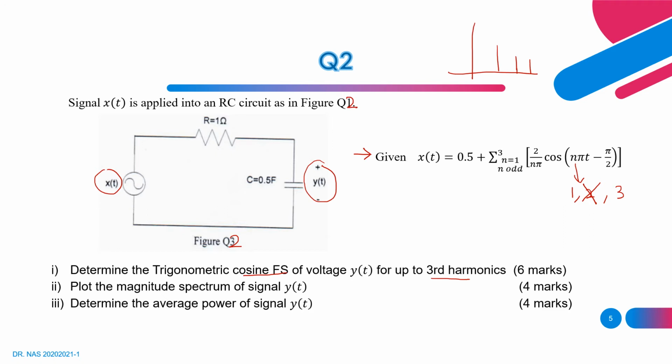Second, you need to plot the magnitude spectrum. Magnitude here means you need to have both the amplitude and also the phase. That's why the marks is 4 marks. So you need to produce both the amplitude and phase spectrum. And lastly, you need to determine the average power of the signal yt, the output signal.